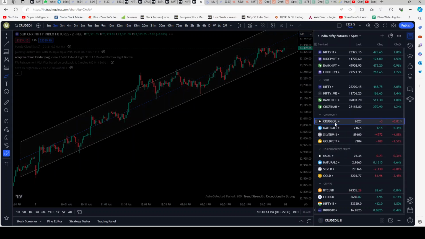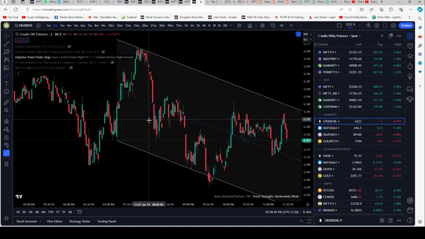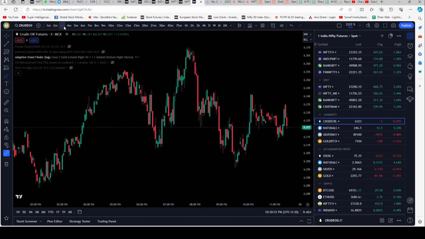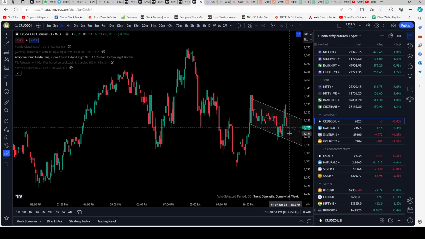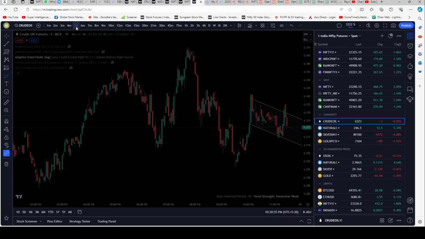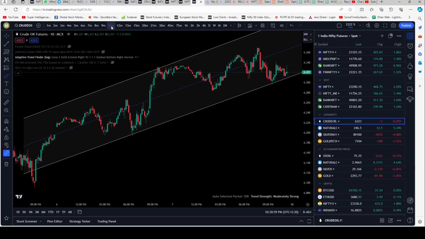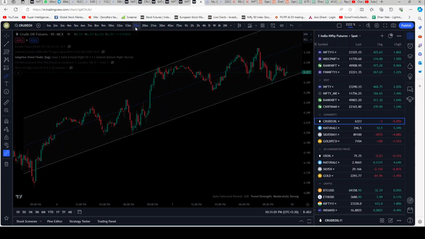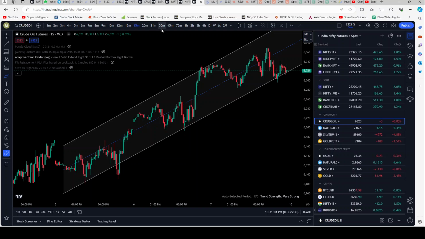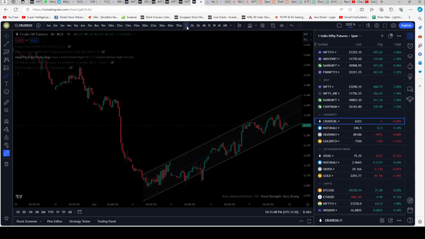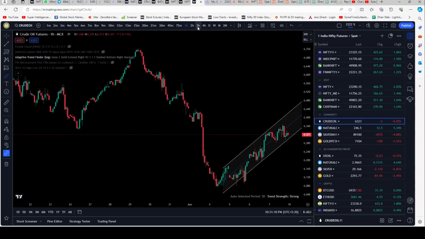How has crude been behaving? We'll do the same thing for crude. 2 minutes on crude is showing a downturn. 3 minutes, crude is showing a downturn over here. 5 minutes, crude is showing a downturn. 10 minutes, it's showing an uptrend. 15 minutes, crude is showing an uptrend. 30 minutes, it's showing an uptrend. 1 hour, it's showing an uptrend.